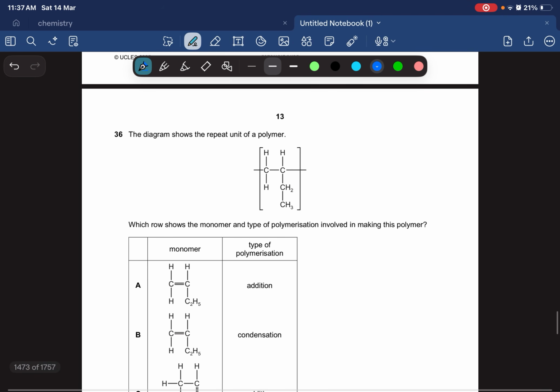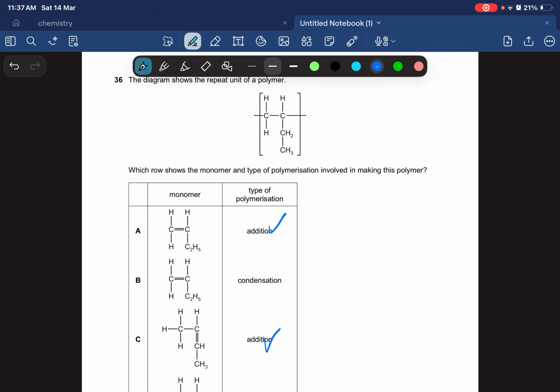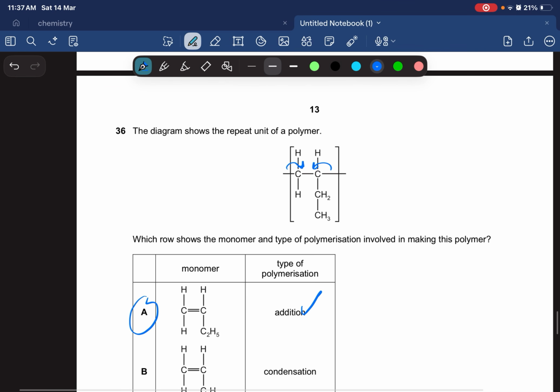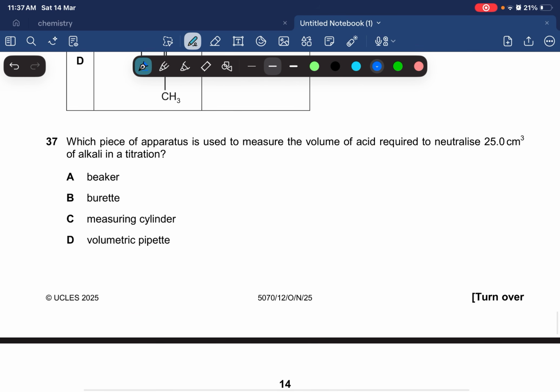Okay. The diagram shows the repeat unit of a polymer. Which row shows the monomer and the type of polymerization? It's simply, we can see it's addition polymerization. And the monomer is going to be this. C2 is simple. You just put the bonds inside. There is no rocket science in it at all. It becomes C double bond C, H, H, H, C2H5. Done.